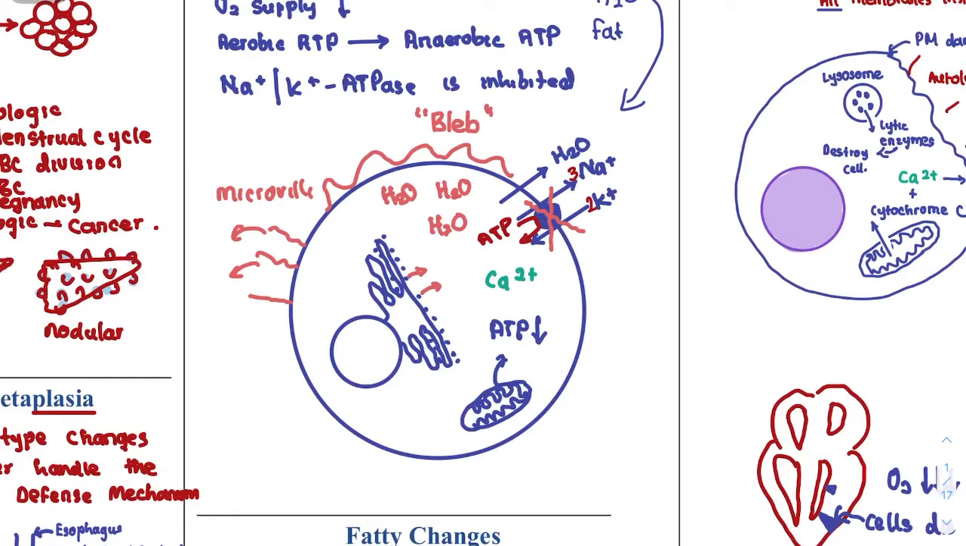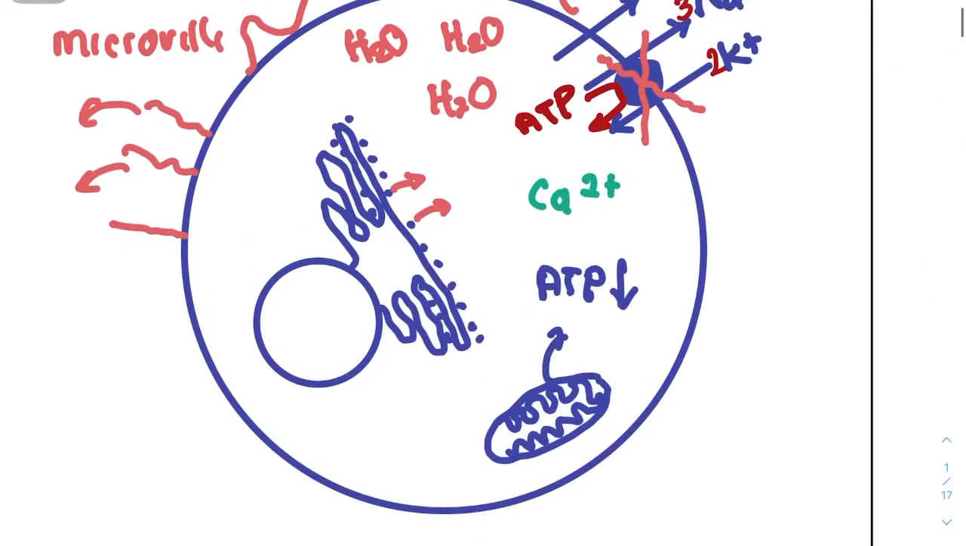Wherever sodium goes, water goes. So sodium cannot leave the cell. Water will be retained in the cell with the sodium. It's going to accumulate, the cell is going to swell, and the membrane will start to bleb. Anything that's stuck to the cell, such as microvilli, is going to get kicked out. And even the ribosomes attached to the RER will be kicked out.